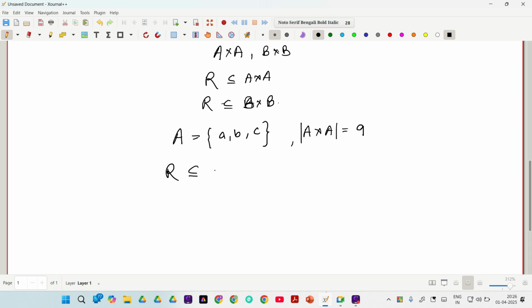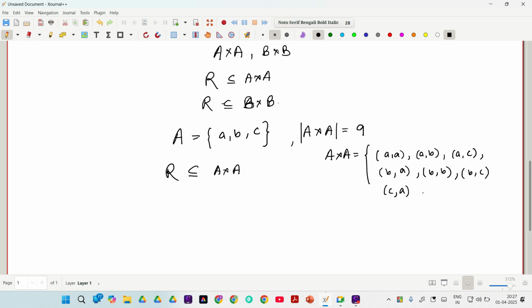So R is a subset of this A cross A. Now, the elements of A cross A look like this: first we write (a, a), then (a, b), then (a, c), then (b, a), (b, b), next (b, c), (c, a), (c, b), (c, c). These are the elements of A cross A. There are 9 elements in A cross A. So R is a subset of A cross A.